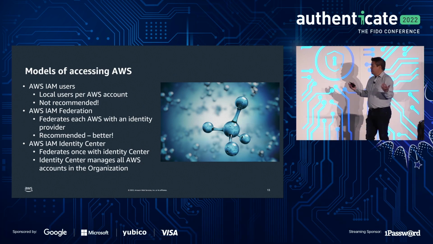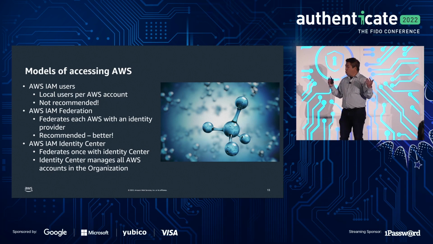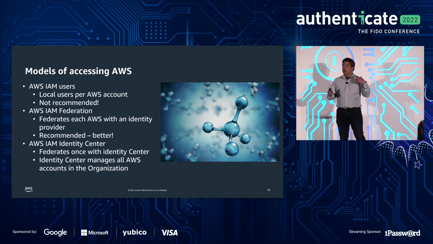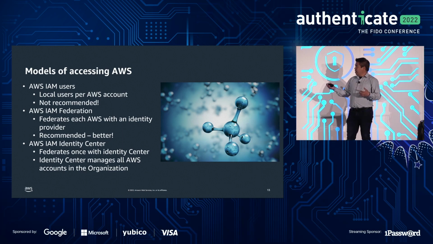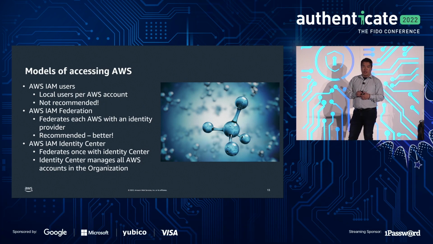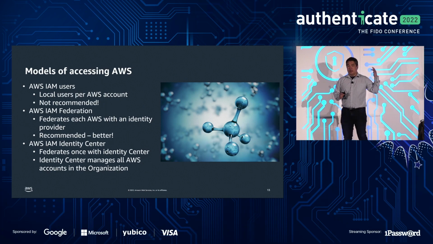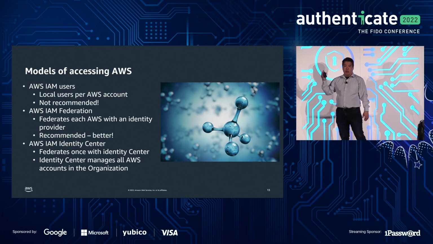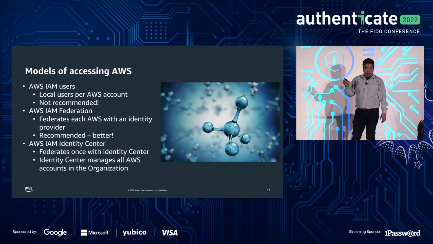The second way, which has been around for quite a long time now, is AWS IAM Federation. And this is the ability for you to take an IDP and federate it with each individual AWS account. So you have your IDPs, such as ADFS, SAML 2.0, and you will connect each individual account, and you'll have individual federations for that.